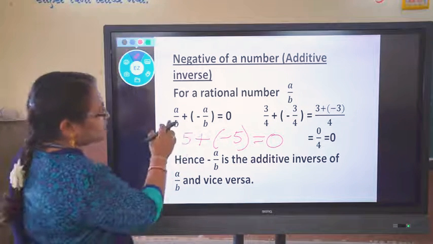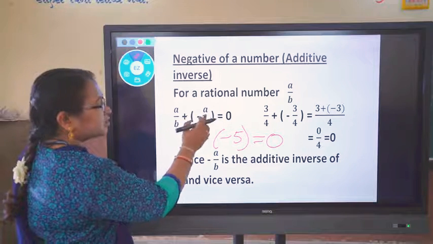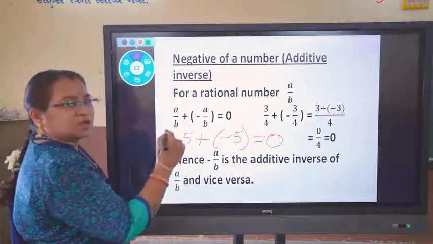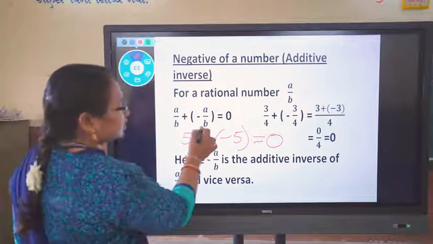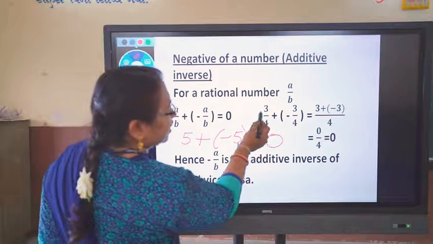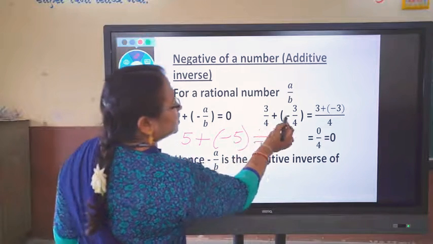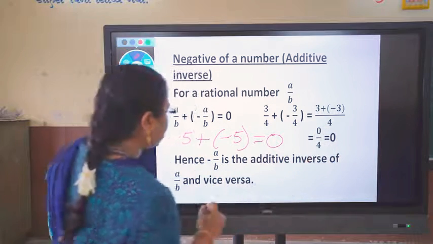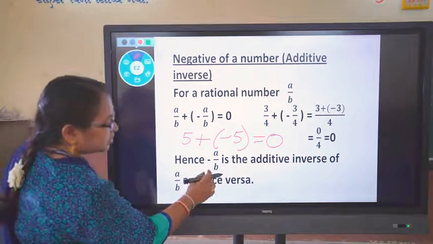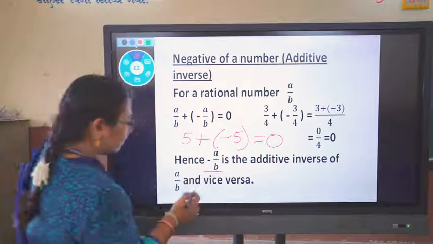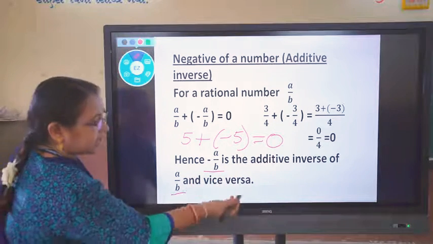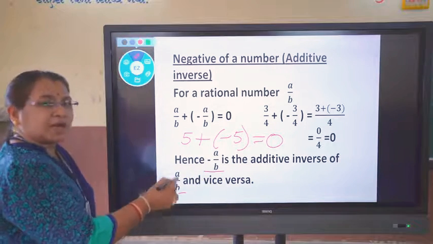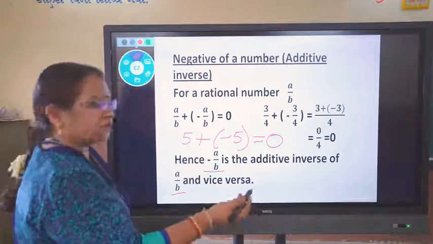So here also a upon b is positive and we added minus a upon b. That means a upon b was positive, we just took the reverse, that is, only the sign got reversed. So a upon b plus minus a upon b, we got 0. See the other example, 3 upon 4 plus minus 3 upon 4. If we simplify this, we will get our answer 0. So we can say minus a upon b is the additive inverse of a upon b and vice versa. That means minus a upon b is the additive inverse of a upon b and a upon b is the additive inverse of minus a upon b.